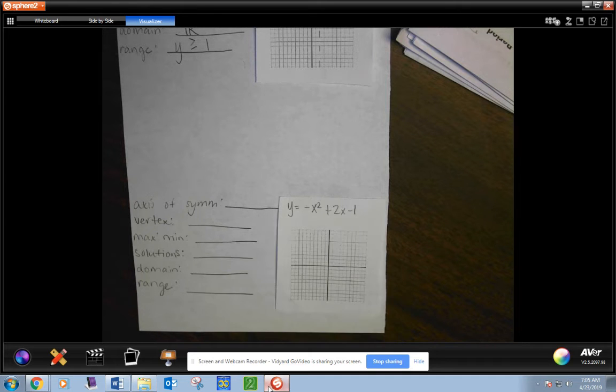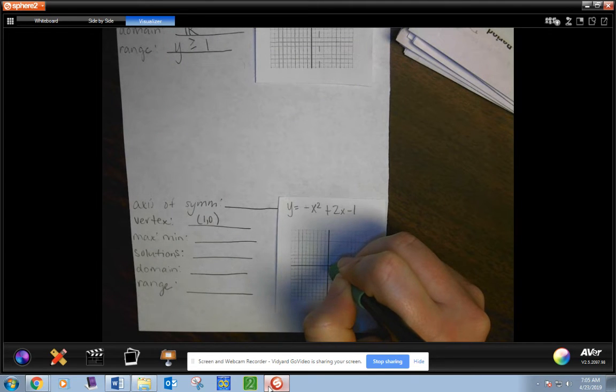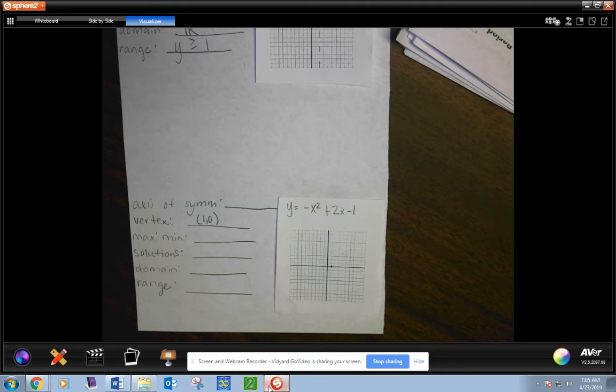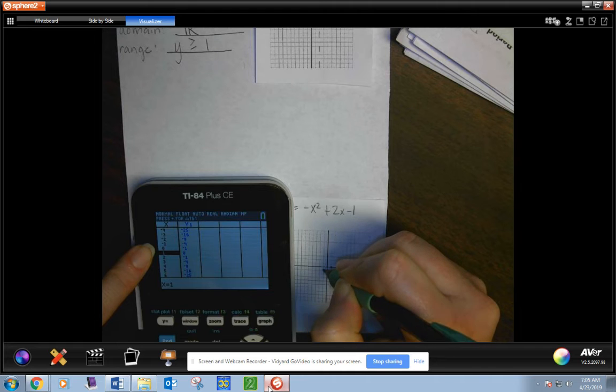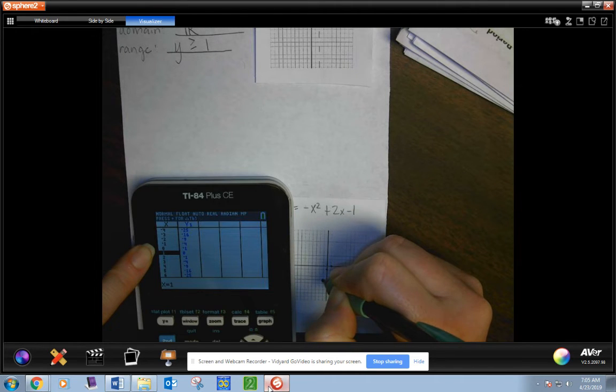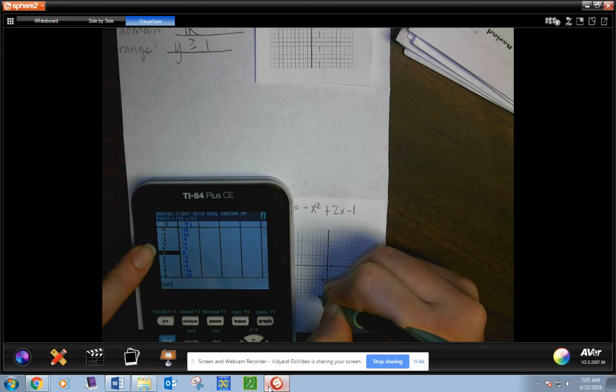I'm going to go straight to the middle and look for the one y that's completely by itself, and that's 0, and that is my vertex. So my vertex is 1, 0. I'm going to go ahead and plot 1, 0. And then I'm just going to plot the points around it. So I have 0, -1. I have -1, -4. And then I can do -2 and -9.